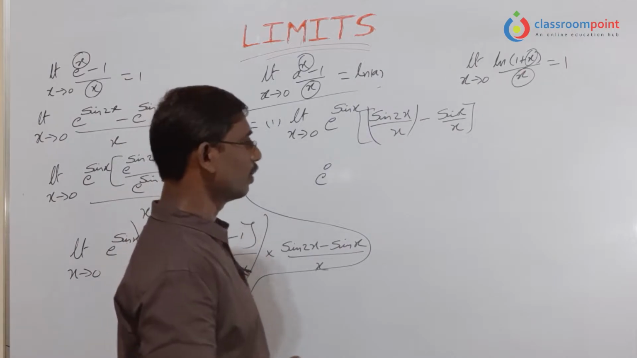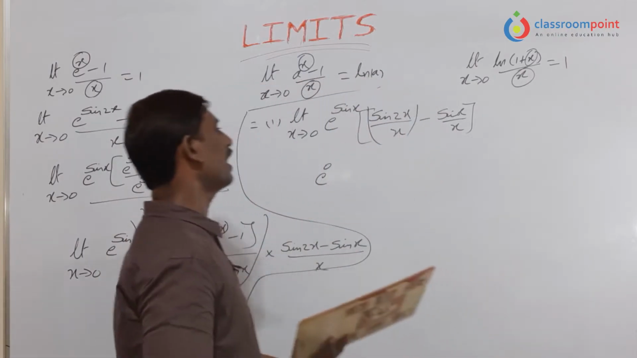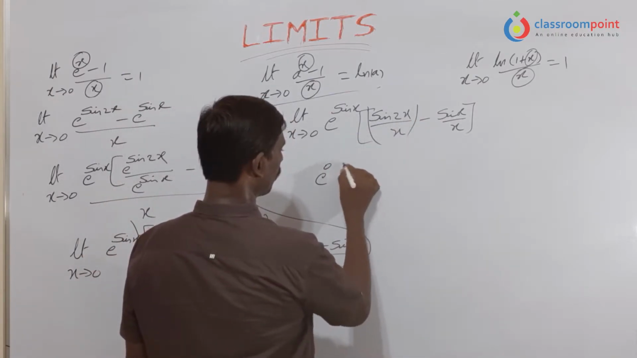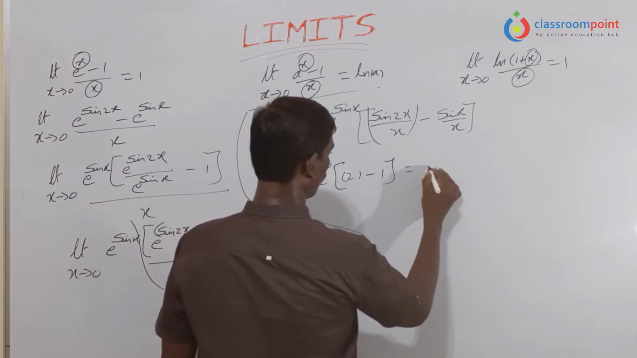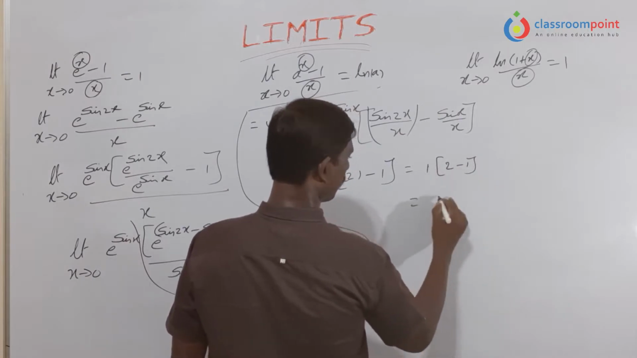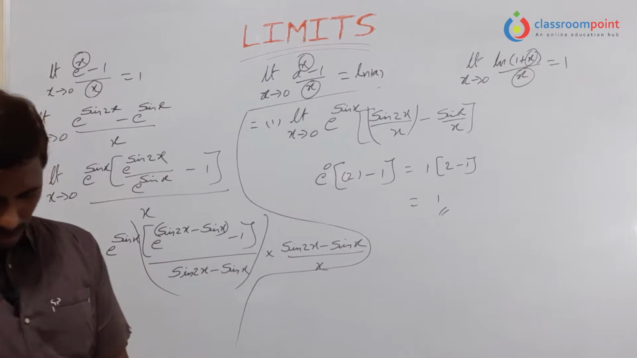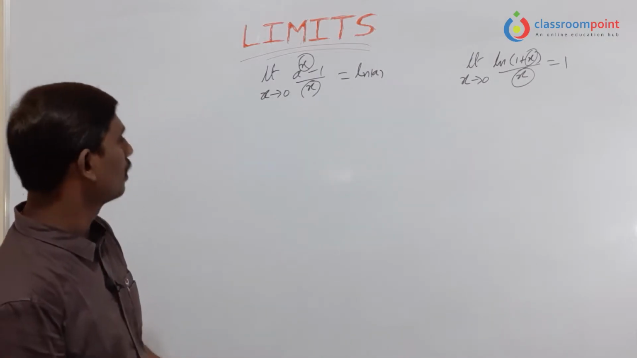What about this one? Limit x tends to 0, sin x by x is equal to 1. But here in the place of angle, 2x is there. So the answer is 2. Here this is 1. 1 into (2 minus 1), that is equal to 1. Right? Next one. Further we have 2 examples.